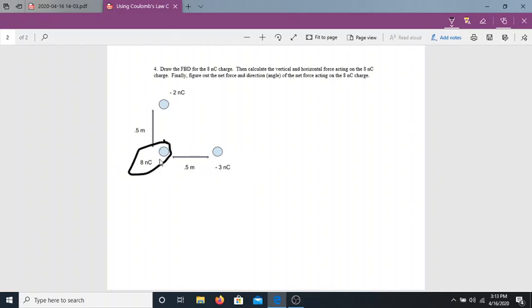Oh, look, I drew a little eye. How exciting. The other thing we're going to want to figure out after that is what direction, that's the same thing as saying what angle the net force is acting at. Okay. Now, I've broken this down into 3 questions here. The first is draw the FBD. Okay. The second part is I want you to calculate the vertical and the horizontal force acting on this charge. All right, so basically find Fy and Fx. And then the final piece is we're going to use these 2 things to figure out the net force.